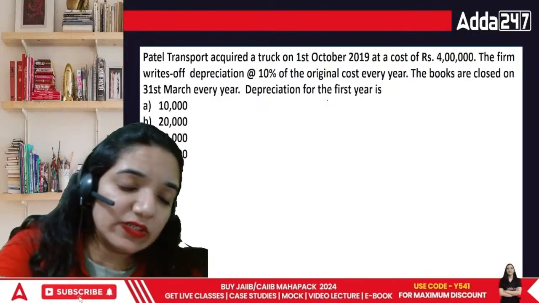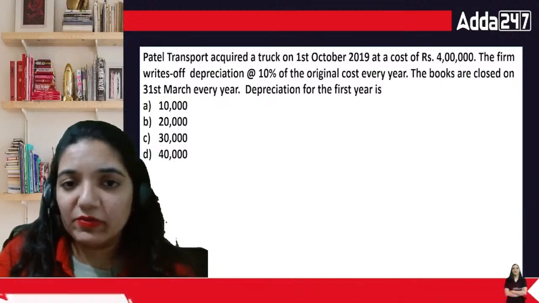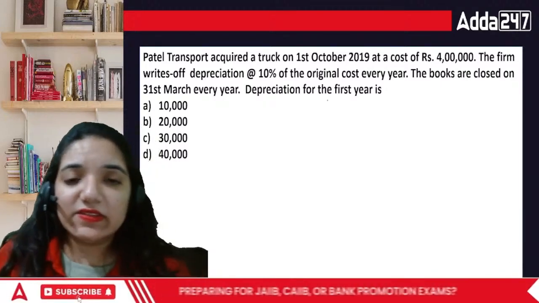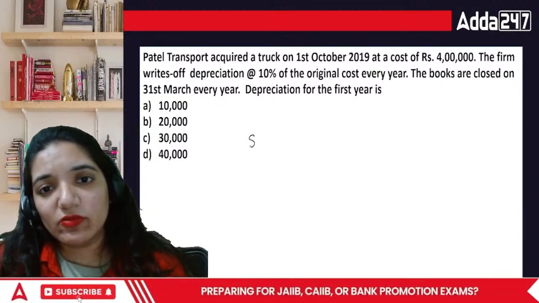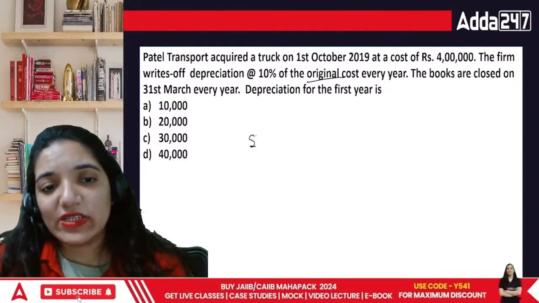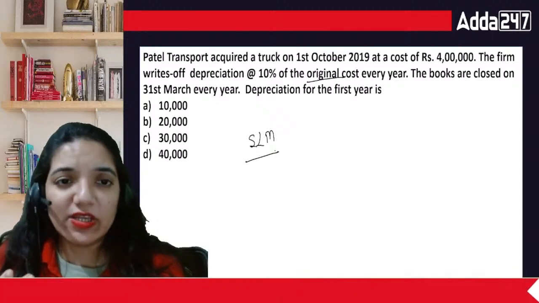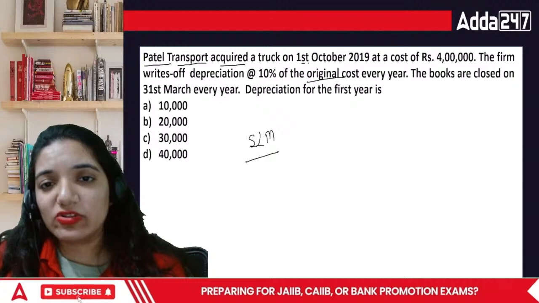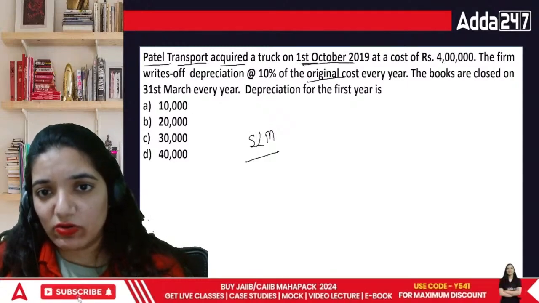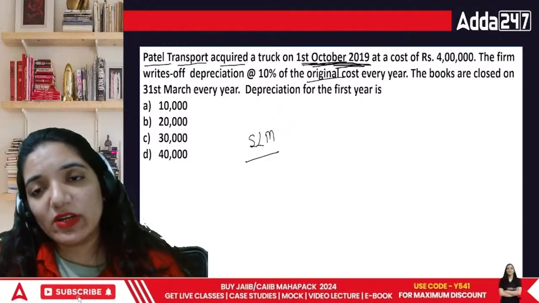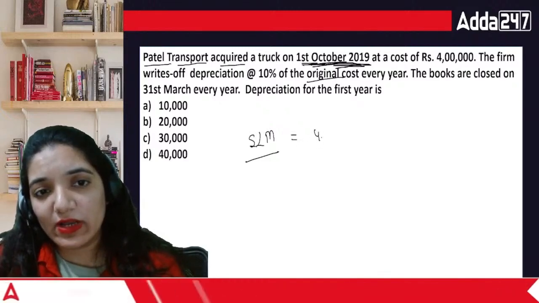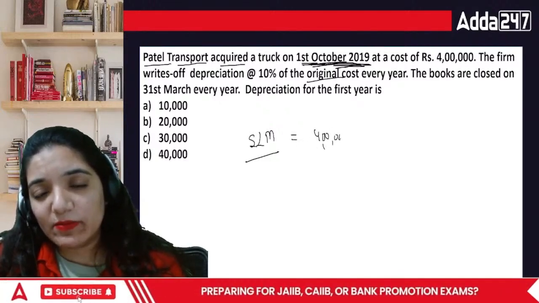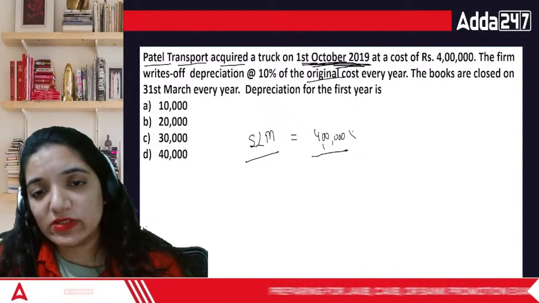Okay, here comes a numerical question, everyone. Let's talk about this numerical question as well. This is based upon the SLM method, original cost or straight line method. Under this method, one specific amount of depreciation is charged every year. Patel Transport acquired a truck in October 2019. That means 6 months have already passed. They bought it for 4 lakh rupees, and they said the depreciation would be 10%.